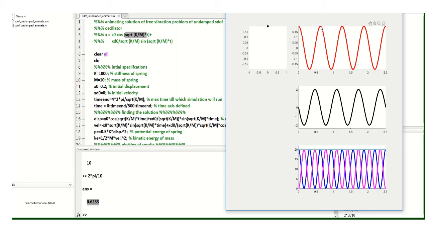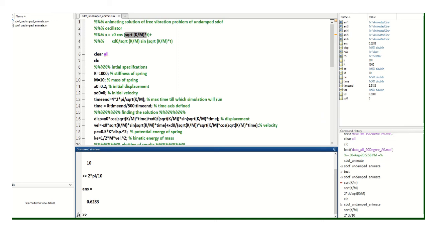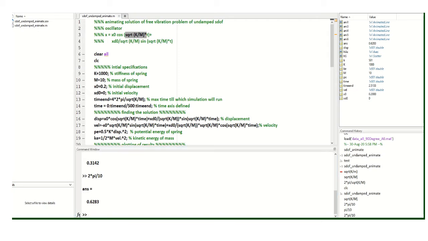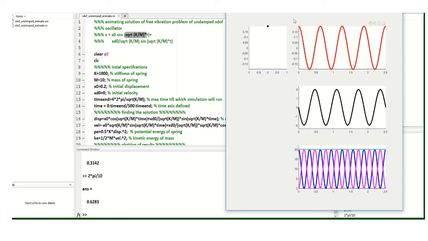Which is nothing but 2 pi by 10, nearby that, right? So it's 2 pi by 10. So that is the period of oscillation of this mass. I hope you know the circular frequency. So by circular frequency, what do we mean? Now if you see, this mass particle is oscillating over here.